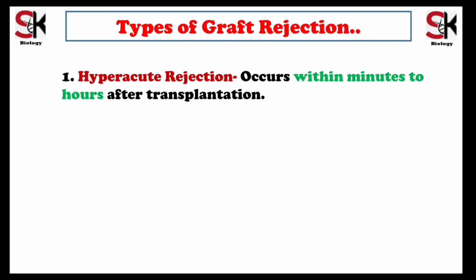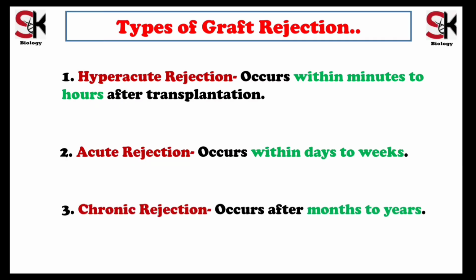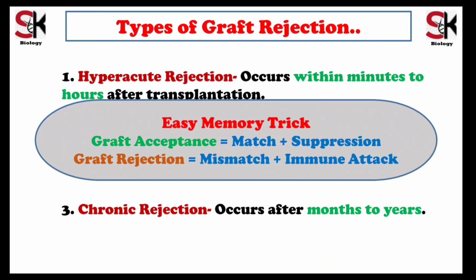On the basis of time, there are three types of graft rejection. The first one is hyperacute rejection, which occurs within minutes or hours. The second one is acute rejection, which occurs within days to weeks. And the third one is chronic rejection, which occurs after months or years of transplantation. This is an easy memory trick to memorize graft acceptance and rejection.